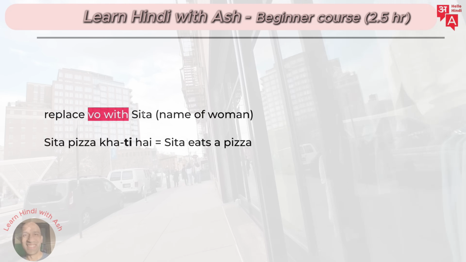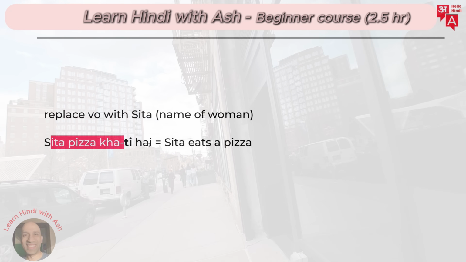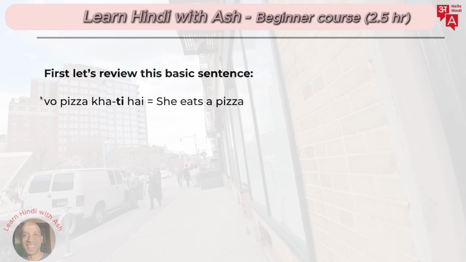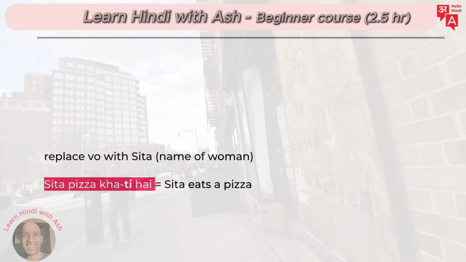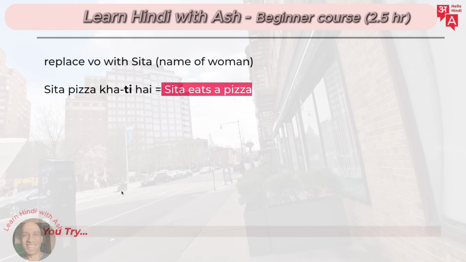Replace wo with Sita, right? Sita pizza khati hai, right? Here it was wo pizza khati hai. Here it's going to be Sita pizza khati hai. Sita eats a pizza, right? Sita pizza khati hai. Now you try it.